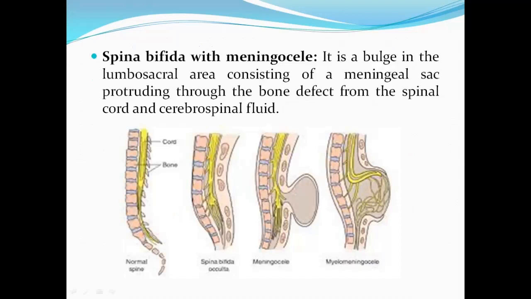The second type is known as spina bifida with meningocele. It is a bulge in the lumbosacral area consisting of a meningeal sac protruding through the bone defect from the spinal cord and the cerebrospinal fluid. So here again a bone defect might be occurring as in the case of spina bifida occulta, and this time there will be an increased bulge in the lumbosacral area, and cerebrospinal fluid will be collected in the bulge.